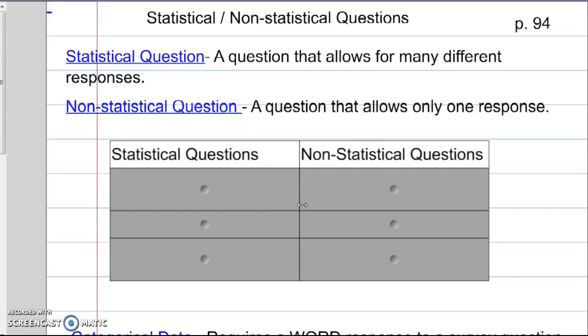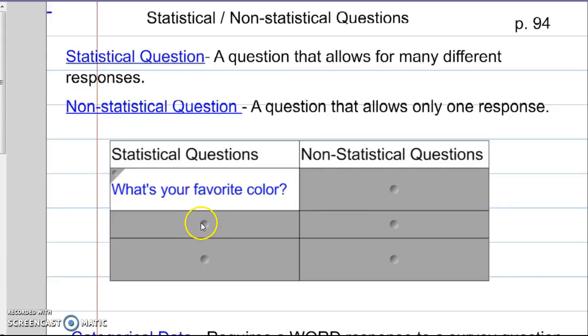The first question in this table that you should have under statistical is, what's your favorite color? So imagine if we ask a group of people, what's your favorite color? Would we get one response or many responses? Because you would get many different responses from your group that you are asking, this is a statistical question.